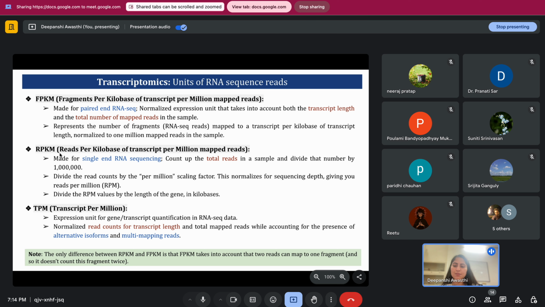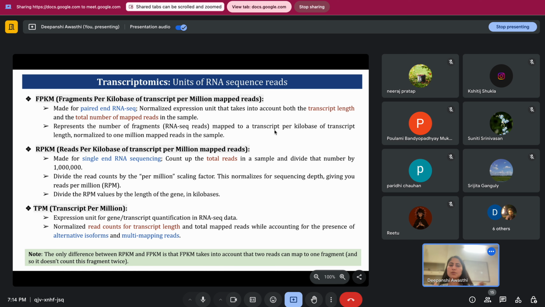And RPKM, which is the reads per kilobase of transcripts per million mapped reads, is for single end RNA sequencing. Paired end and single end, which we have discussed earlier: when you are sequencing from both ends, that is paired end sequencing, and when you are only sequencing from one end, that is single end sequencing. FPKM is a normalized expression unit, and it takes into account both the transcript length as well as the total number of mapped reads in the sample. It represents the number of fragments mapped to a transcript per kilobase of the transcript length.